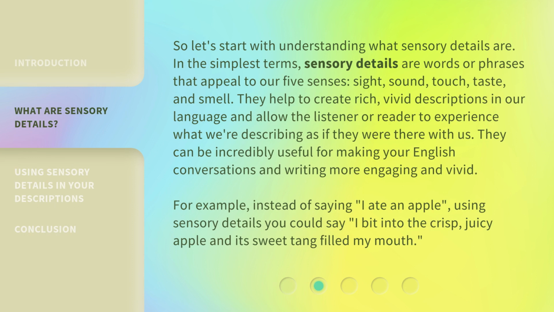So let's start with understanding what sensory details are. In the simplest terms, sensory details are words or phrases that appeal to our five senses: sight, sound, touch, taste, and smell. They help to create rich, vivid descriptions in our language and allow the listener or reader to experience what we're describing as if they were there with us. They can be incredibly useful for making your English conversations and writing more engaging and vivid.